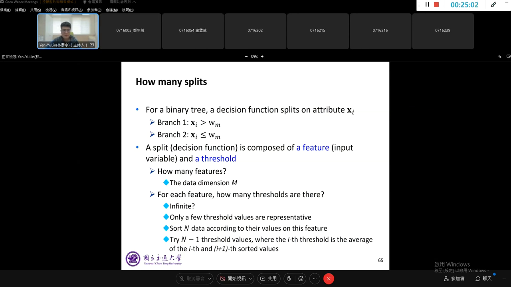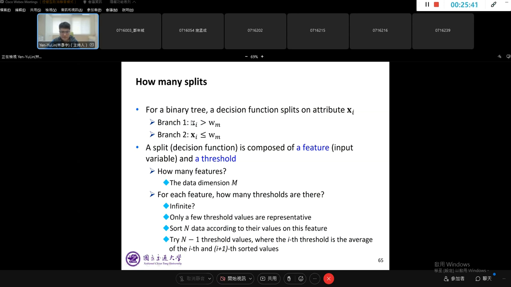Okay, so for simplicity, let's consider a binary decision tree. Let's say for each decision node, data points are divided into two branches. And also we consider the univariate decision function because we look at a single feature or a single attribute x_i. For a data point, we check the dimension i of this data point.